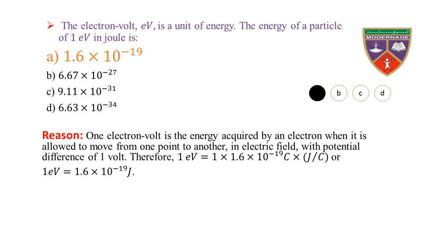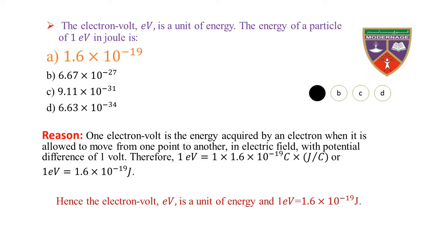Reason: 1 electron volt is the energy acquired by an electron when it is allowed to move from one point to another in an electric field with a potential difference of 1 volt. Therefore, 1 electron volt is equal to 1 into 1.6 into 10 power minus 19 C into joule per coulomb, or 1 electron volt is equal to 1.6 into 10 power minus 19 joule. Hence, the electron volt, eV, is a unit of energy, and 1 electron volt is equal to 1.6 into 10 power minus 19 joule.